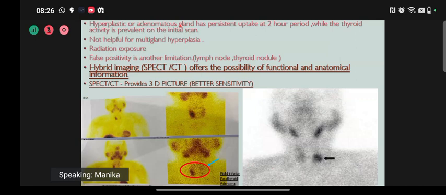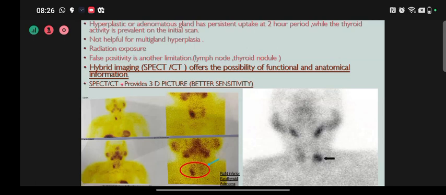Hyperplastic and adenomatous glands are going to be more prevalent at the 2-hour period, and this system will be scanned. It's not helpful for multi-gland hyperplasia. Of course, there is radiation exposure. False positivity is another limitation. If there is any lymph node or thyroid nodule, then the activity is prevalent for those also.